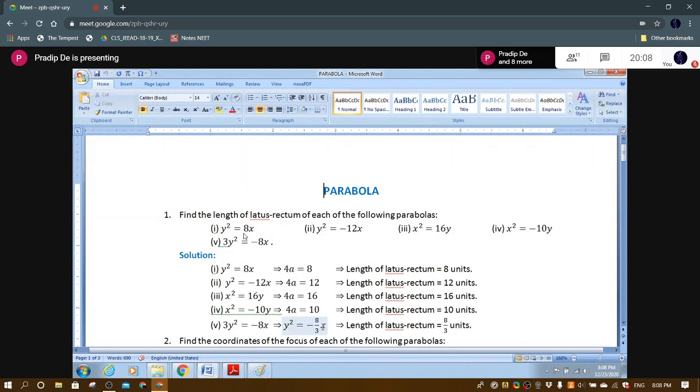So 4a is equal to 8 upon 3, and that is the length of the LR. We'll call it LR, latus rectum. So this is clear, I suppose.